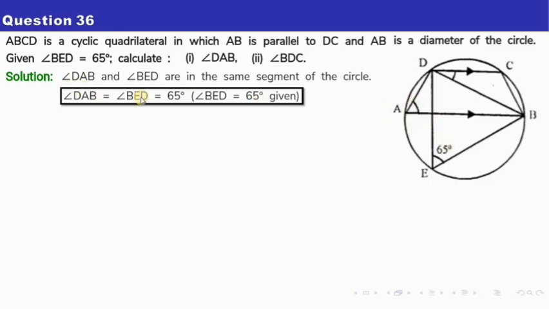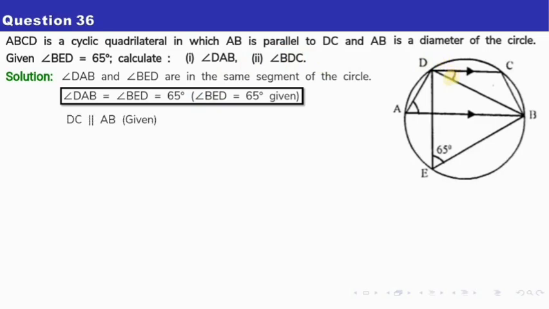So I have found my first answer, DAB. Angle DAB is equal to 65 degrees. Now let us see how to calculate angle BDC. Let us see where BDC is. We have got BDC out here.